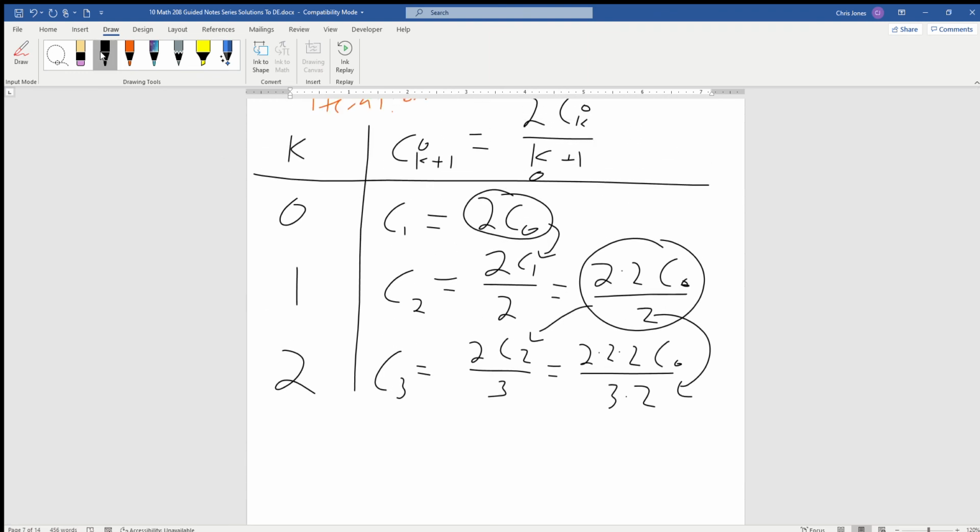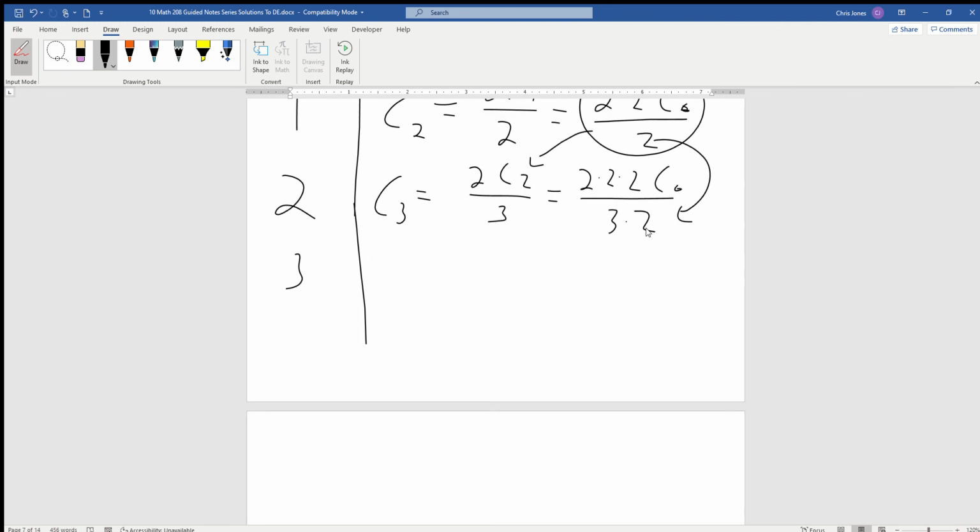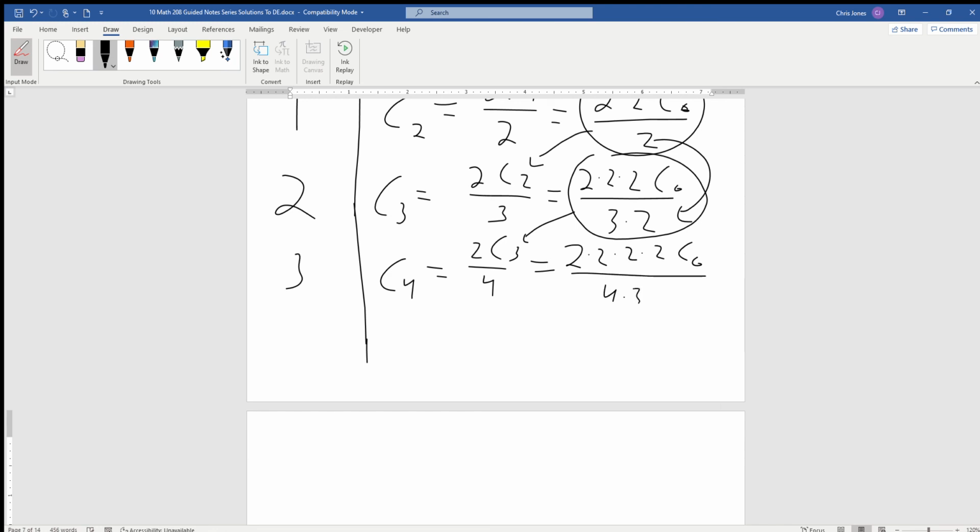All right, so when k is 3, and we can pretty much guess what's going to happen with this, C4 is going to be equal to 2C3 divided by 3 plus 1, which is 4. And all we're going to do is take the previous iteration and substitute it back into C3. And when we do that, we get 2 times 2 times 2 times 2 C0 divided by 4 times 3 times 2.